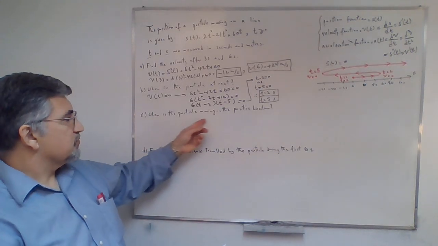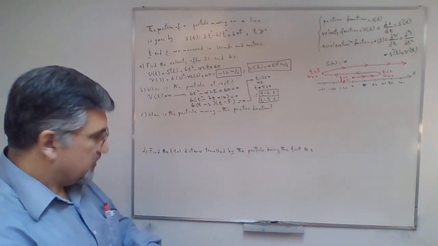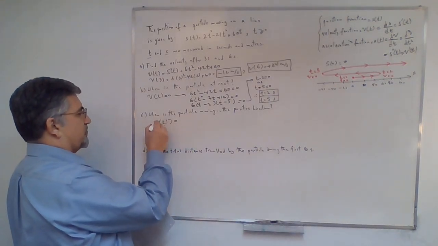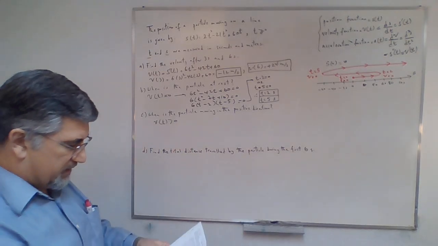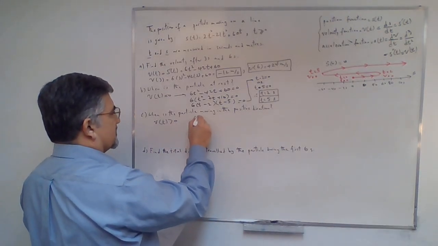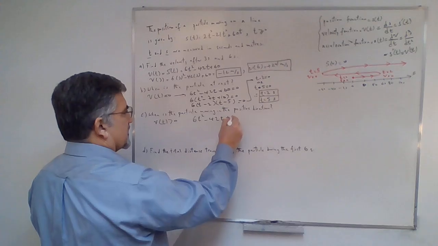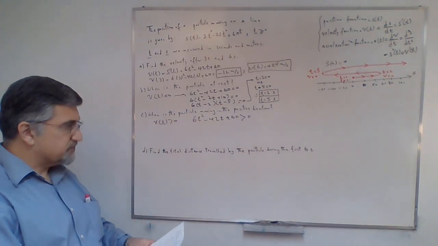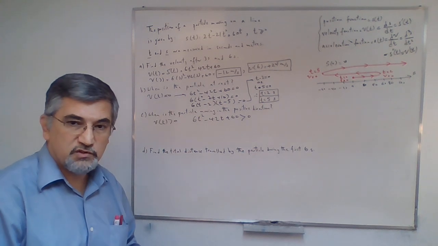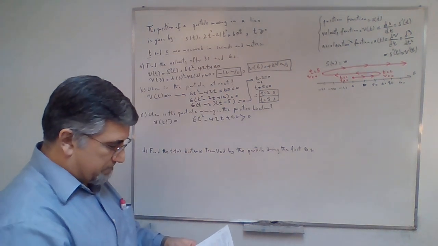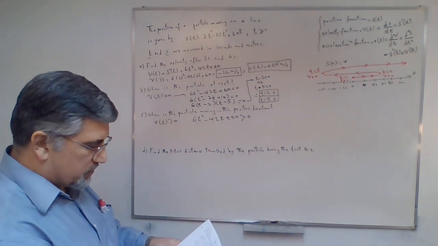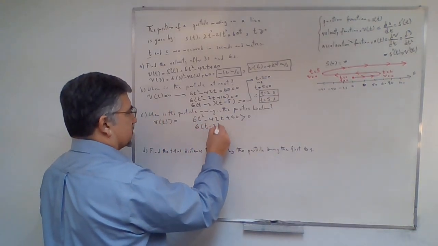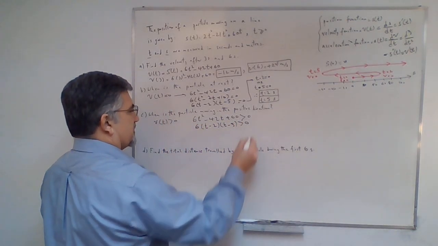Now it says, when is the particle moving in the positive direction? Well, positive means v of t has to be greater than 0. That's the meaning of it. And this means that 6t squared minus 42t plus 60 has to be greater than 0. That means I have to solve this quadratic inequality. Welcome to advanced functions, right? In order to do this, we already have the factored form: 6 times (t minus 2)(t minus 5) greater than 0.